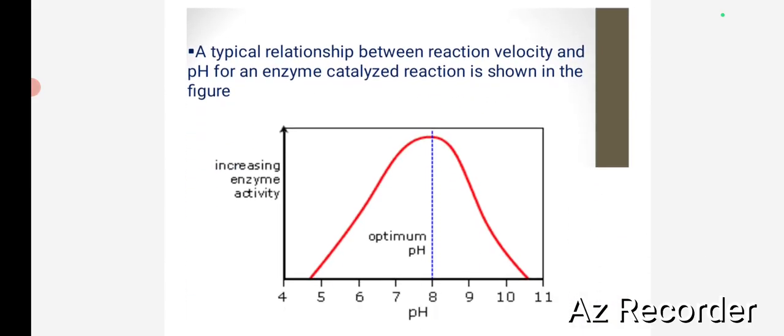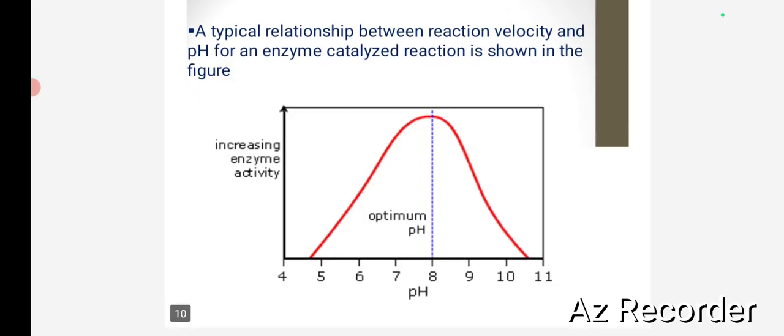A typical relationship between reaction velocity and pH for an enzyme catalyzed reaction is shown in this figure. The x-axis shows different pHs, the y-axis shows the activity of the enzyme. The peak indicates the optimum pH of the enzyme.